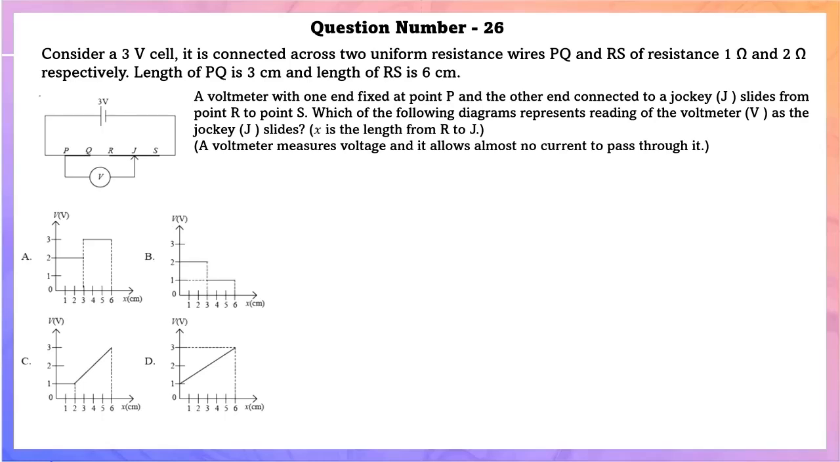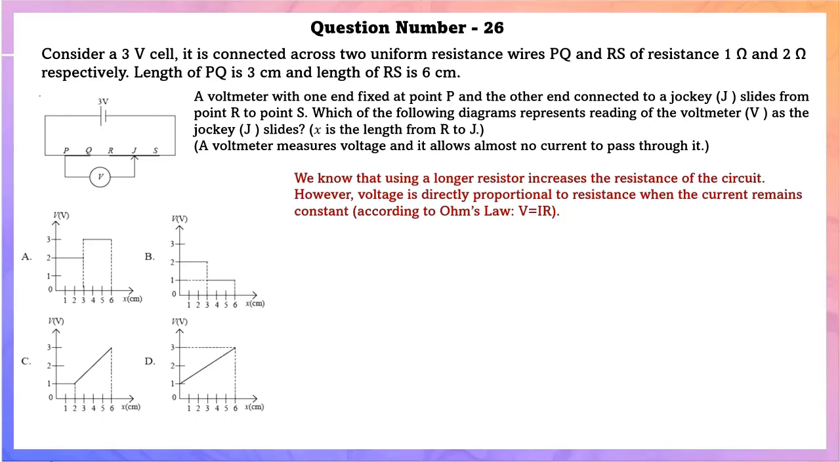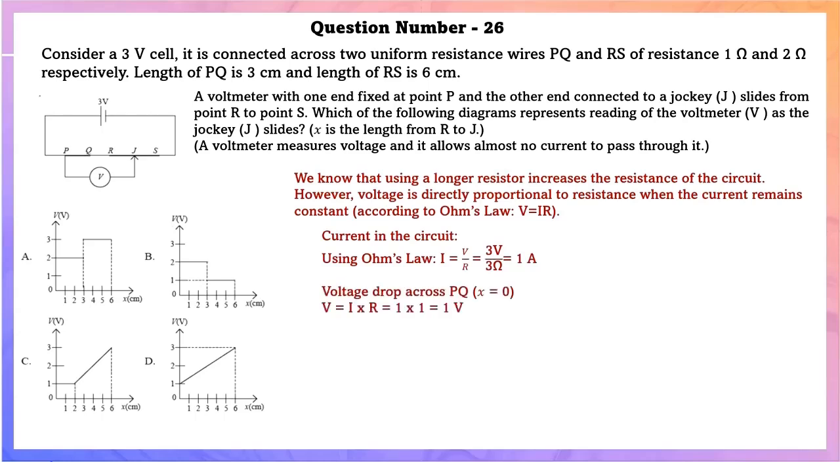A voltmeter measures voltage and it allows almost no current to pass through it. We know that using a longer resistor increases the resistance of the circuit. However, the voltage is directly proportional to resistance when the current remains constant. According to Ohm's law, V is equal to IR. Current in the circuit using Ohm's law is equal to 1 ampere. Voltage drop across PQ, taking X equal to 0, will be 1 volt. Voltage drop at S, taking X equal to 6, is 3 volts.